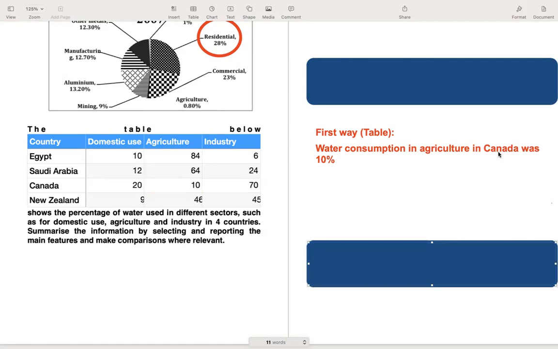Not "is"? Yes. Why? There's no year here. So we made a mistake here. It should be "is". I hope it's clear.